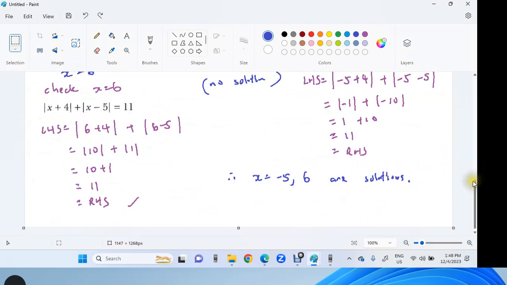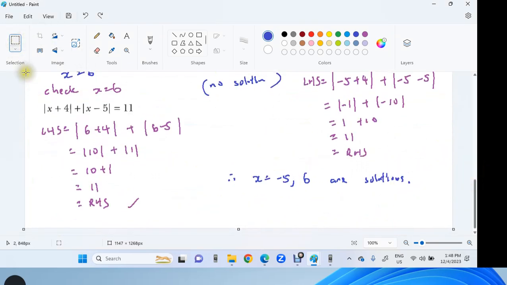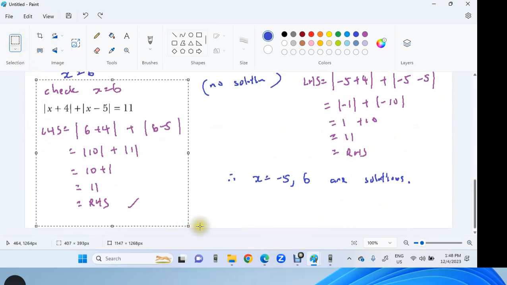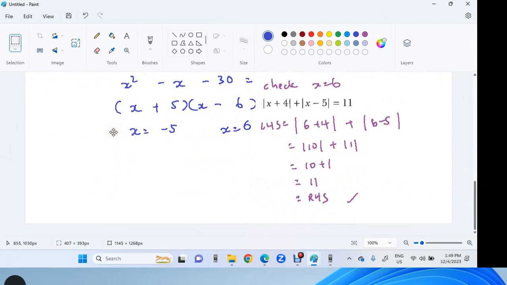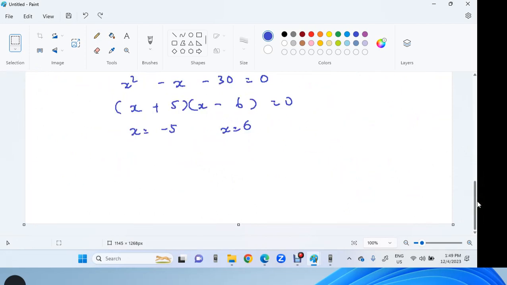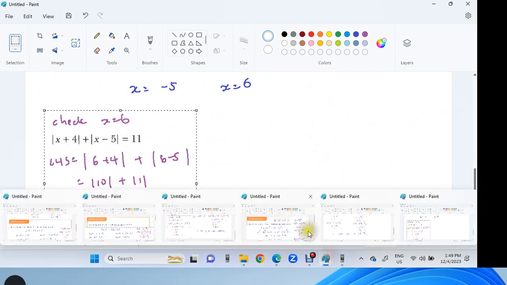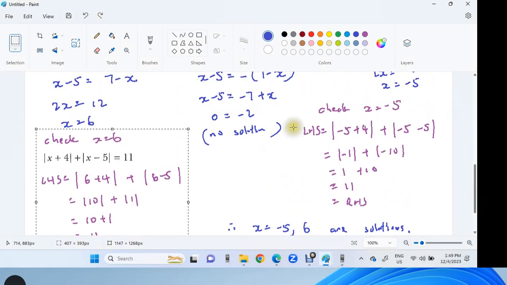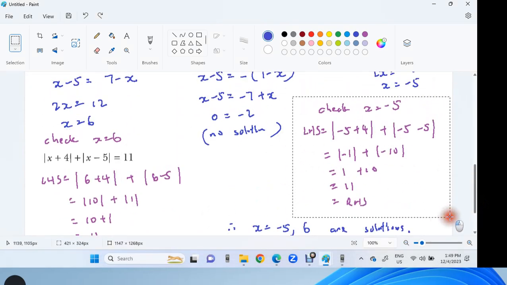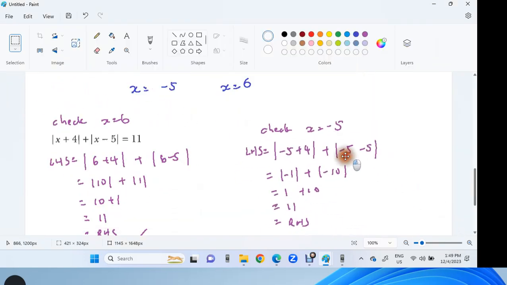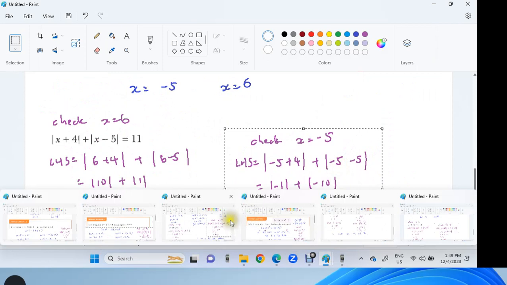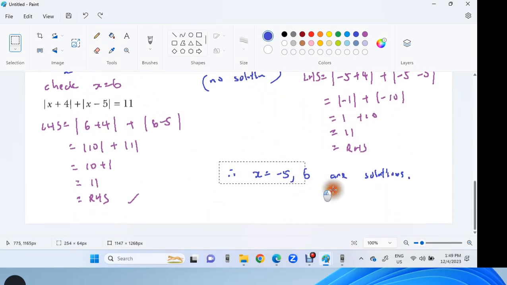I just feel lazy to do the checking, so I just copy and paste there. Because it's the same, I no need to do the same thing. This one I don't check anymore because we did the checking here already. Even the conclusion I no need to write, so the conclusion also I copy paste because this is the same. So this is the solution.